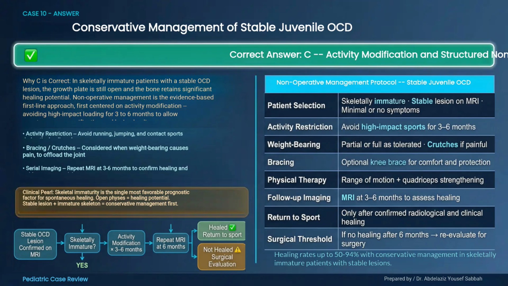The non-operative management protocol includes activity restriction, avoiding high-impact sports for 3 to 6 months. Partial or full weight bearing is tolerated with crutches if painful. Optional knee brace for comfort and protection. Physical therapy, focusing on range of motion and quadriceps strengthening. Follow-up magnetic resonance imaging at 3 to 6 months to assess healing. And return to sport only after confirmed radiological and clinical healing. Healing rates of 50 to 94% are reported with conservative management in skeletally immature patients with stable lesions.